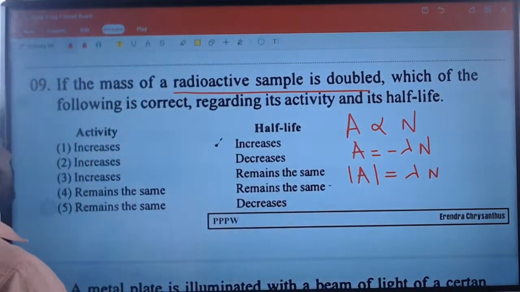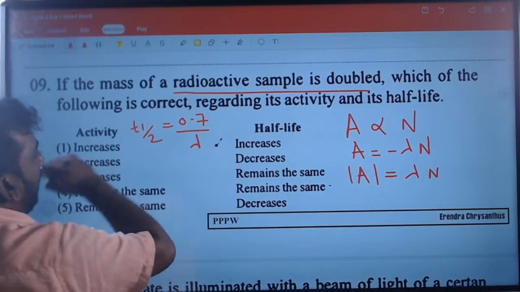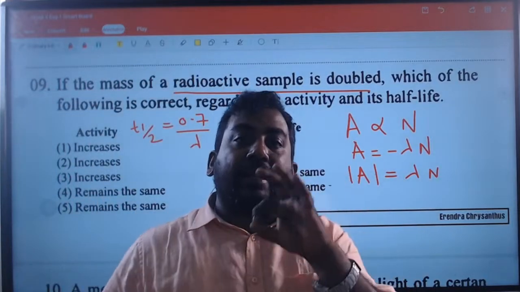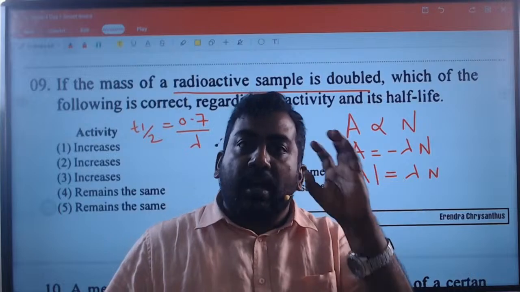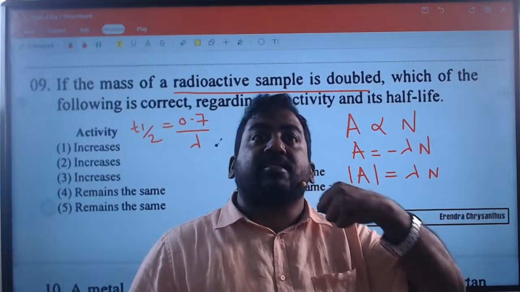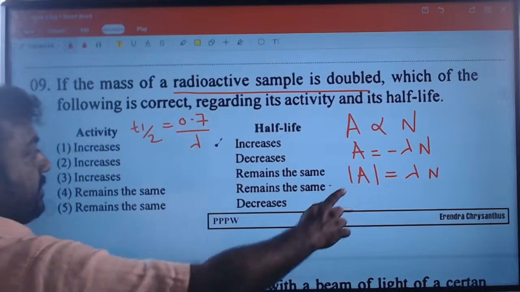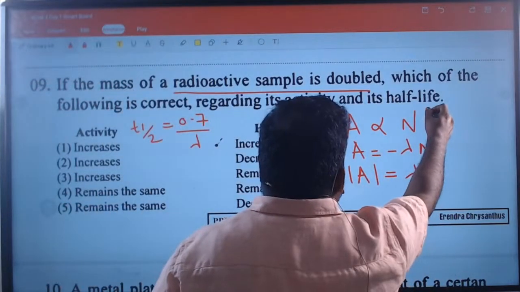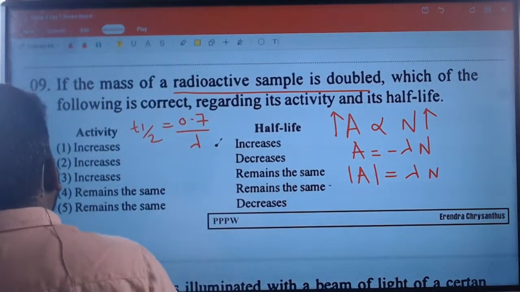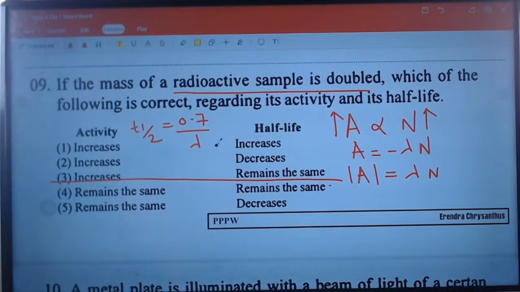What about the half-life? Half-life is equal to 0.7 divided by lambda. For a single material, the half-life will not change. Half-life is constant, a property of the material. Even if you double the mass or triple the mass or quadruple the mass, half-life is always the same, right? So if you double the mass, number of nuclei increases, activity increases, half-life remains the same. Correct answer, answer number 3.